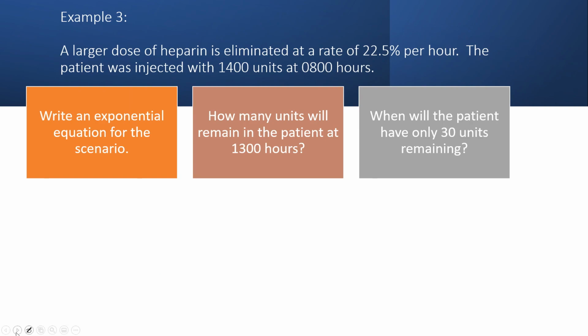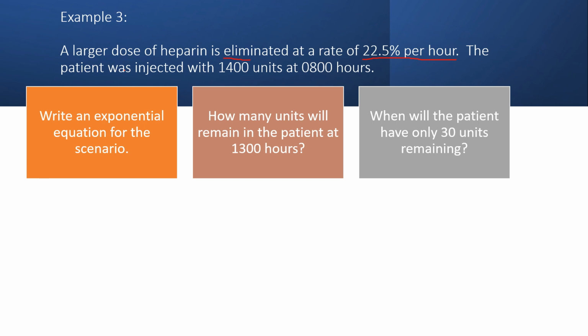All right, welcome to another example. In this example, we have some keywords which will help us understand which model to use. So let me get a red pen here so I can write on the blue. It says a larger dose of heparin is eliminated, that's a keyword, at a rate of 22.5% per hour.